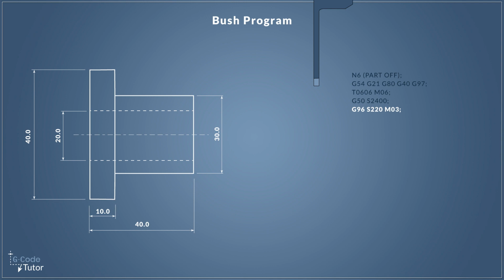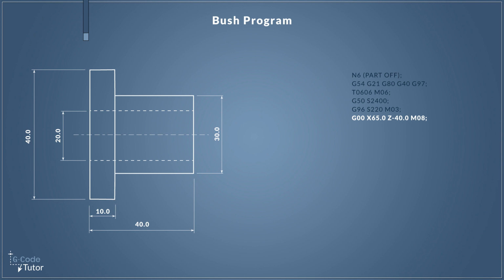Now, as you might know, CSS is generally referred to as constant surface speed. So we're setting a constant surface cutting speed of 220, and M03 is the direction we wish to turn our spindle on. If our tools are back facing, we would be using M04 here, so just be aware of that. With our spindle rotating, we can now safely move our tool around to its initial cutting position.